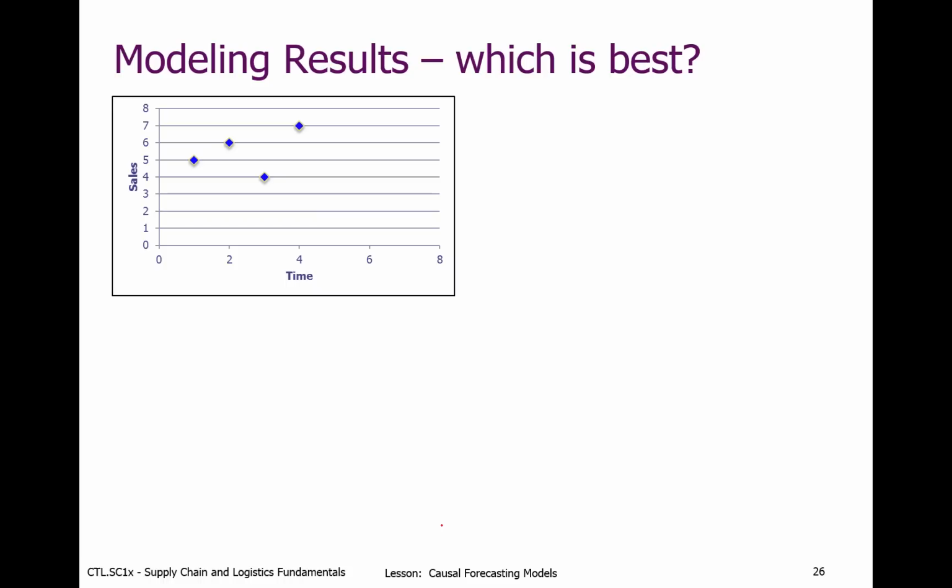Let's just talk a little bit about fit. And so let me give you an example. This is 4 data points. And so this is for time period 1, 2, 3, and 4, and the sales during that time period. And this could be in, I don't know, thousands of dollars of sales, and time is days, whatever. And so the question is, which model is better fit?